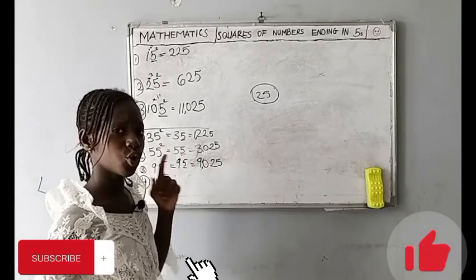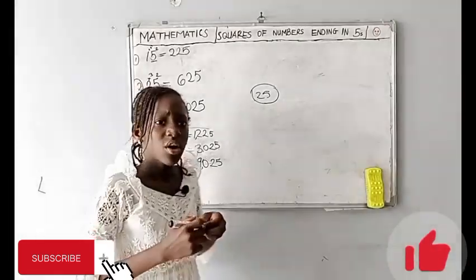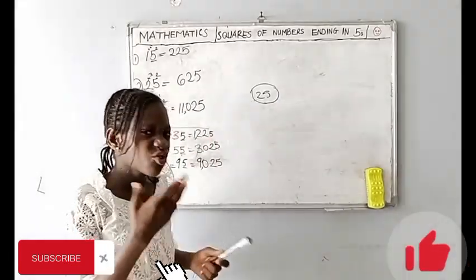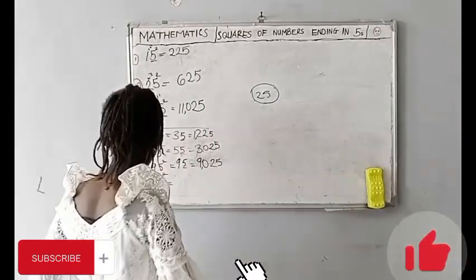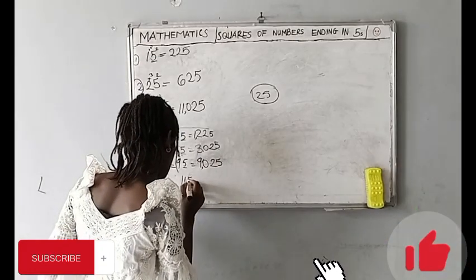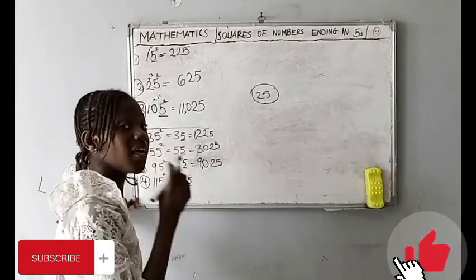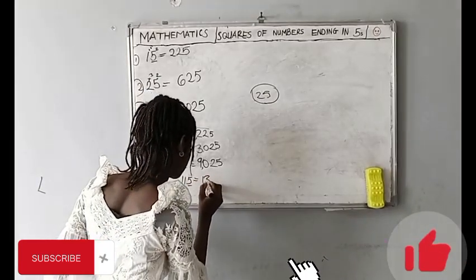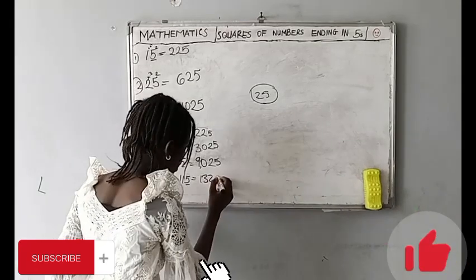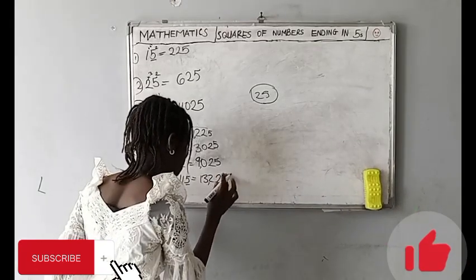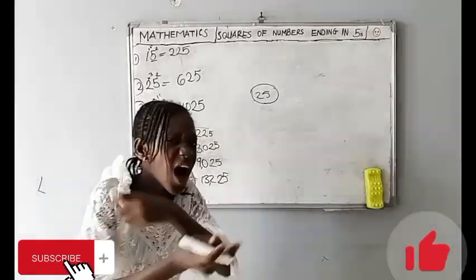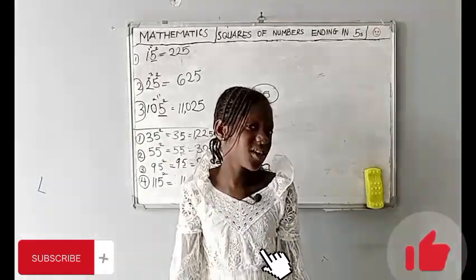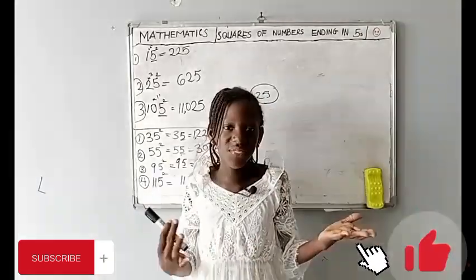Number 4. I hope you got this number 4. Because if you didn't get it, that means you didn't understand. It's so easy, you know. So we mark out a 5. Then 11 times 12 is what? 132. Then 5 squared is 25. You see how easy these things are? It shows that if you don't know your multiplication table, you might not understand this.